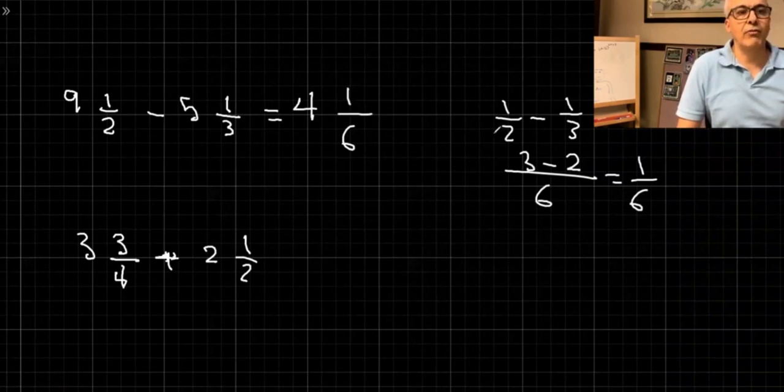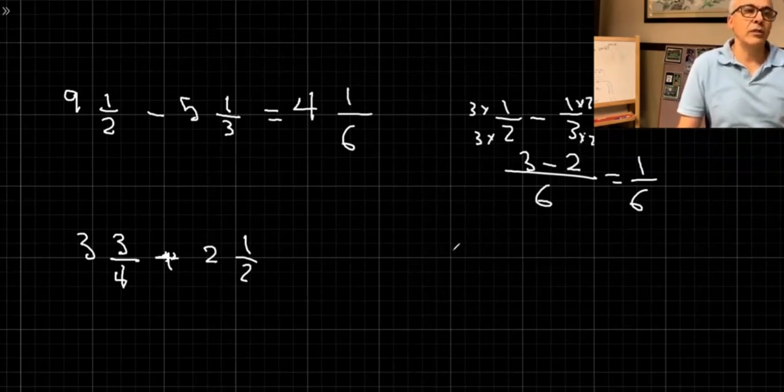Of course, if you're more comfortable doing common denominator this way, you multiply this by 3, multiply this by 3, multiply this by 2, and you multiply this by 2, you still get 3 minus 2, which gives you 1/6, and that's the answer. Now, here's one more, and this will be my last question that I'm going to cover.